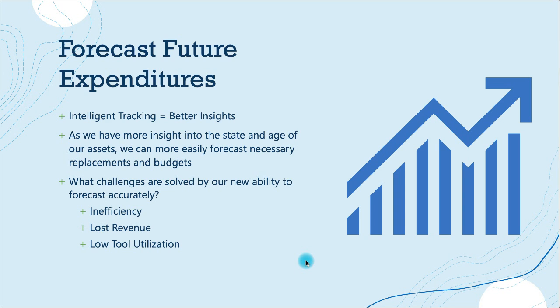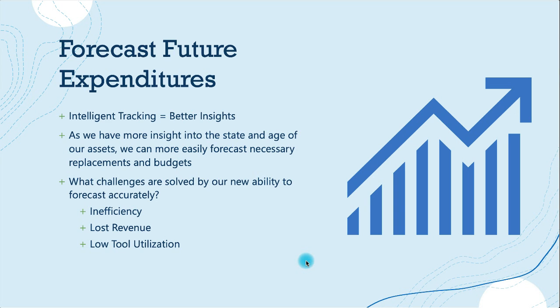So as we have more insight into the state and age of our assets, we can more easily forecast necessary replacements and budgets. And more insight means I can see the repair histories. I can start to establish and understand a baseline of how many times do these items need to be repaired and fixed and so forth until I have to retire the asset, right? So starting to understand and get some analytics behind future purchases that need to be made, but also I think the flip side of this is not over purchasing too, right?